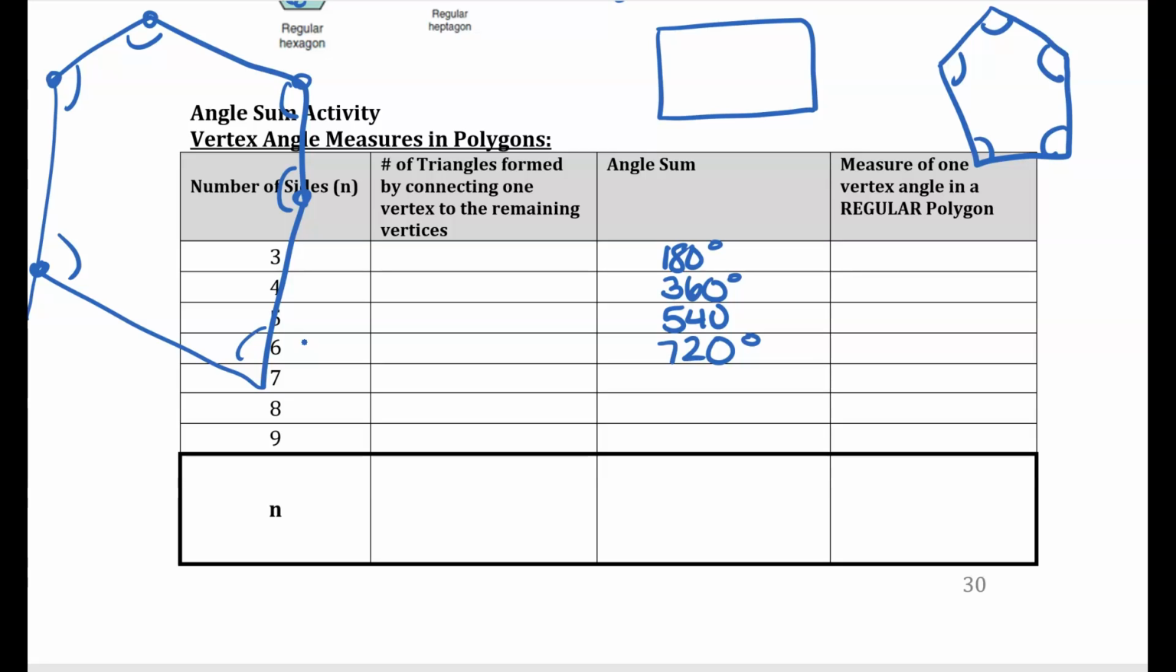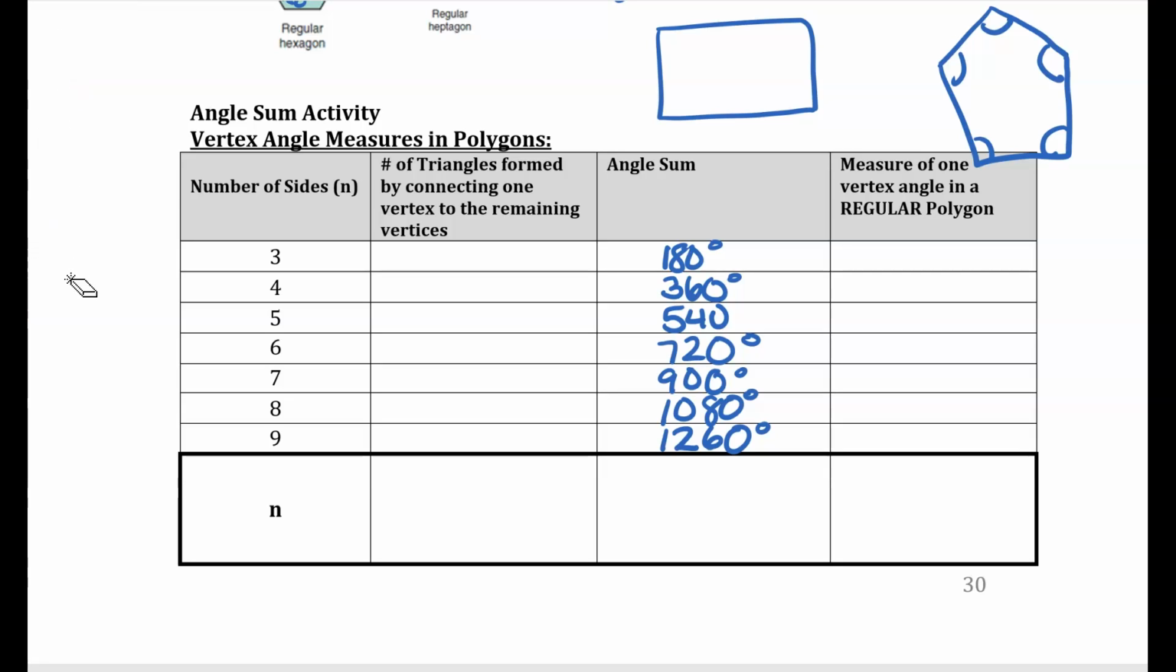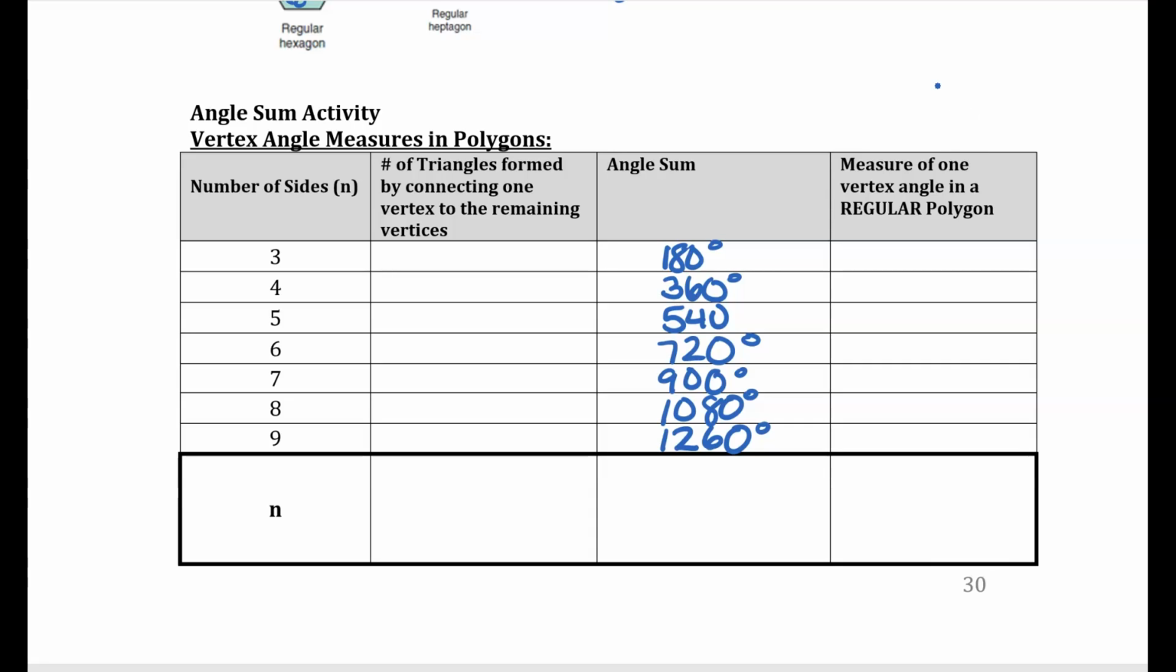All the seven-sided figures end up adding to 900. All of the eight-sided figures add up to 1080 degrees. All the nine-sided figures add up to 1260 degrees. And then we go through each figure and identify the number of triangles that can be formed in each type of figure. So let's draw these and identify the number of triangles by connecting one vertex to the remaining vertices, and I'll show you what I mean by that in a second.